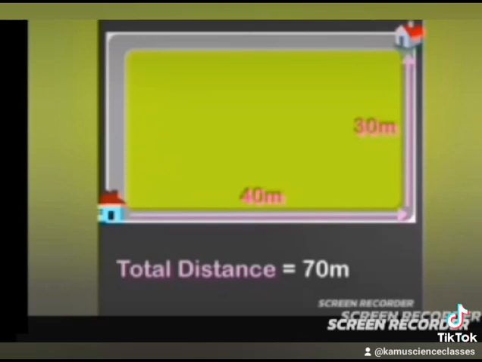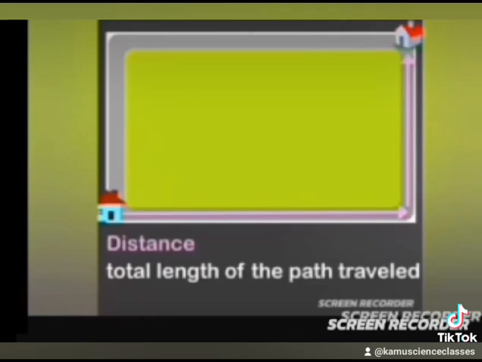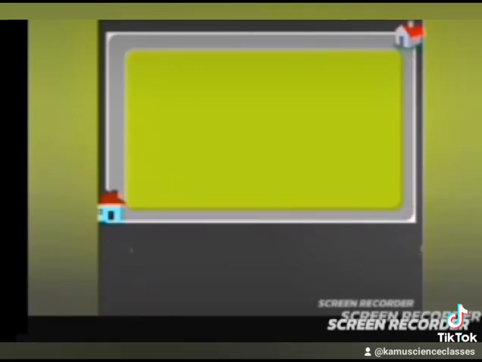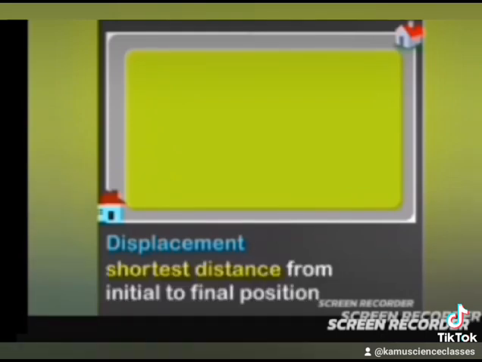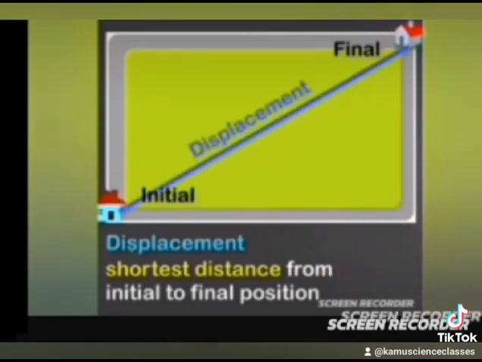So what is our total distance here? 40 plus 30, 70. What is our total displacement here? Our total displacement, 40 squared plus 30 squared, that is 2,500. And then we square root, and our answer will be 50 meters. It will be 50 meters due northeast from our initial position to the final position. So this is the displacement.